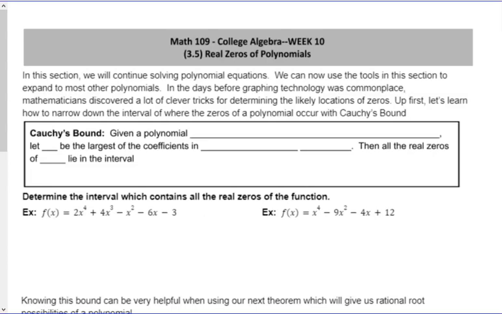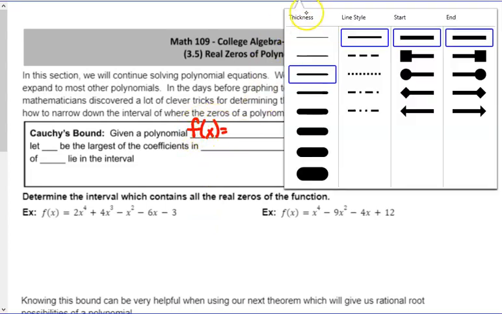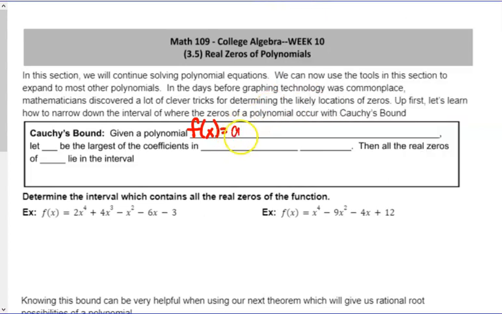We are going to start by defining this bound. Say we're given a polynomial f of x equals a sub n x to the n plus a sub n minus 1 x to the n minus 1 plus, and you keep doing this until we get down to a sub 2 x squared plus a sub 1 x plus a sub 0, with no x, which technically has a power of 0, but we don't write that. Basically, n would be the highest power. You could have it up to 10, you could have 100, whatever the case may be. I think the most that we get is about 4 or 5.